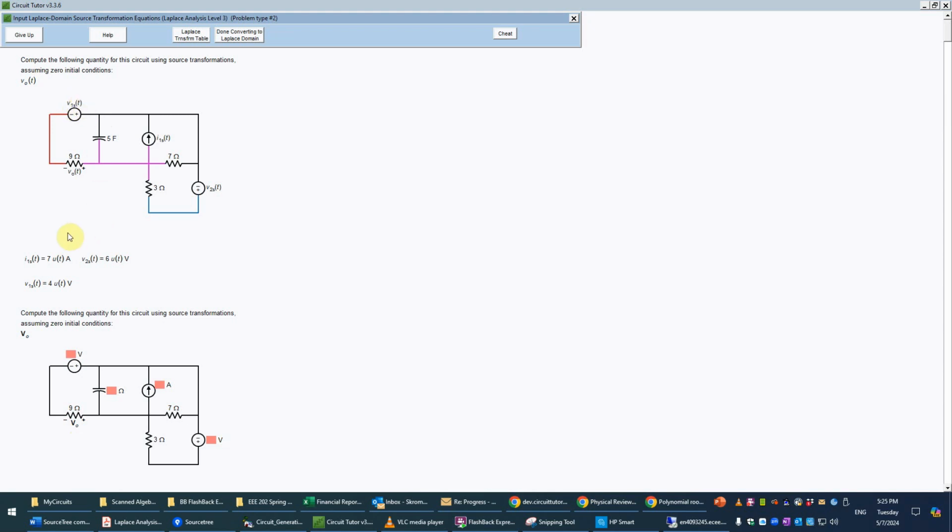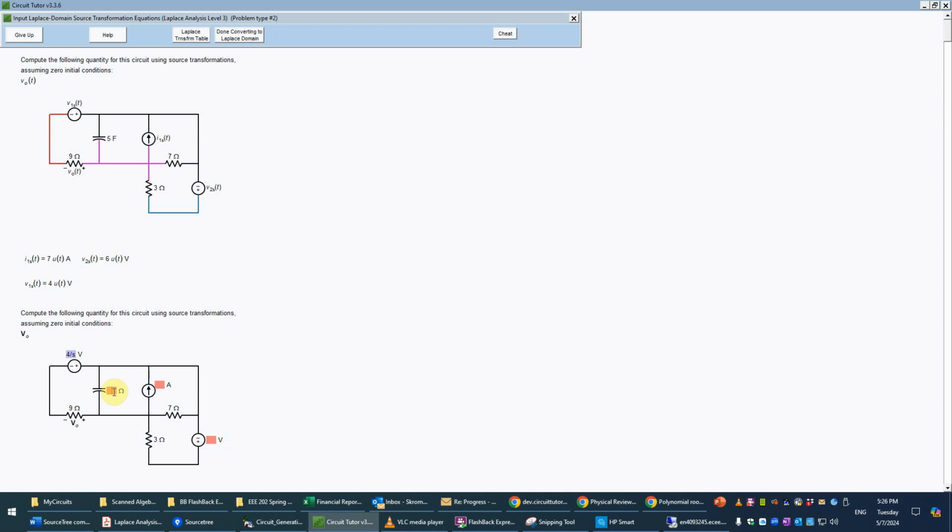This V1s of t, we see that that is 4 times the unit step function u of t. Remembering that the Laplace transform of that would be 4 over s, we can enter that. And if you don't remember that for any reason, you can always pull up the Laplace transform table using this button here.